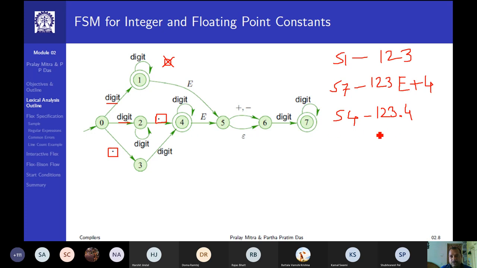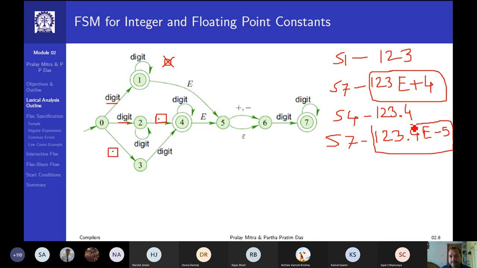But there is an opportunity that you can write, say, 1, 2, 3 dot, say 4. After that, again, this final state has a self loop. So 4, 5, 6, you can write as much as you want. Or after that, after E, you will go to state 5, and similar to this one, say plus 4 or say minus 5, whatever you wish, you can write, and you will go to S7. Okay. So in S7, either you will have this kind of format or you will have this kind of format, as of now what we have discussed.